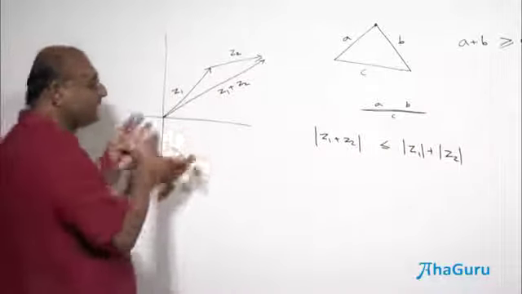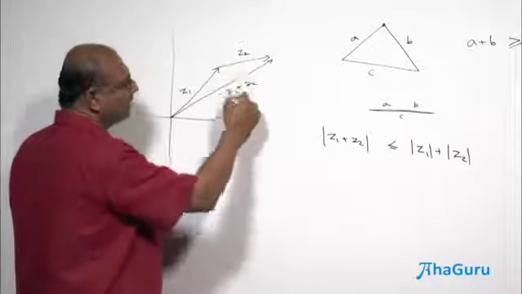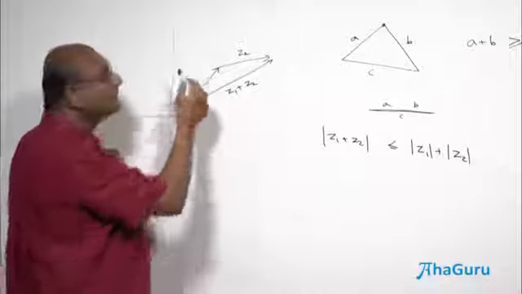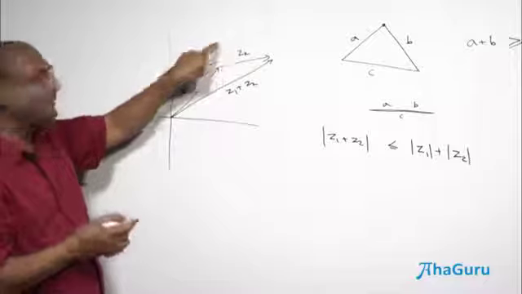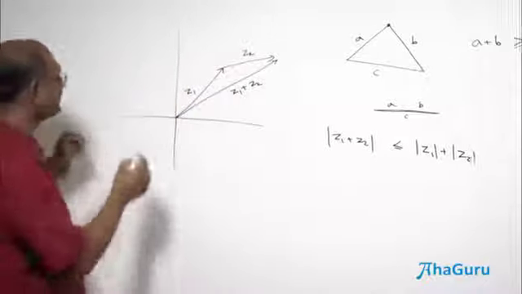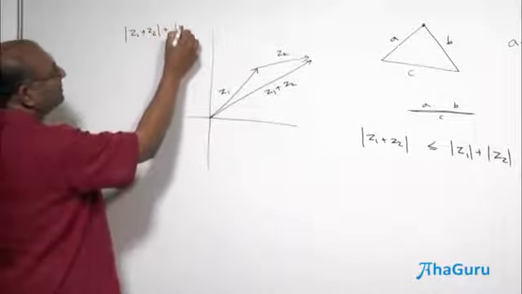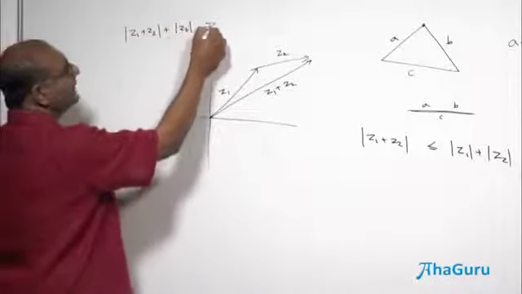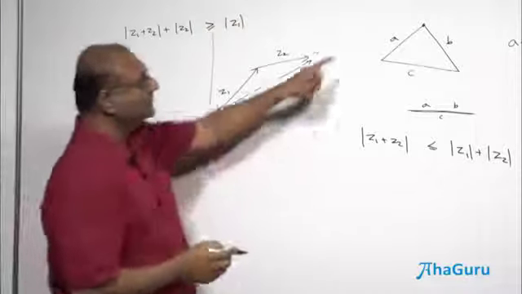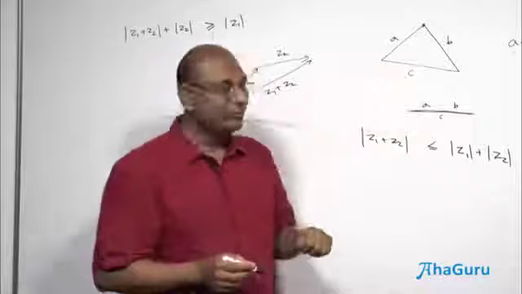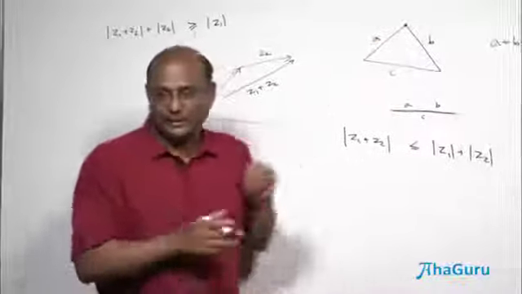Now I can reverse this in a slightly different way. I can say modulus of Z1 plus Z2, plus Z2 modulus, that is this length plus that length, must be bigger than that length. So what does that tell us? Modulus of Z1 plus Z2 plus modulus of Z2 is bigger than or equal to modulus of Z1. You don't have to say A plus B is bigger than C. You can say B plus C must be bigger than A. A plus C must be bigger than B. You can choose any option.